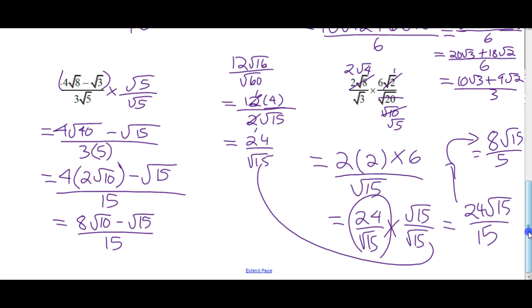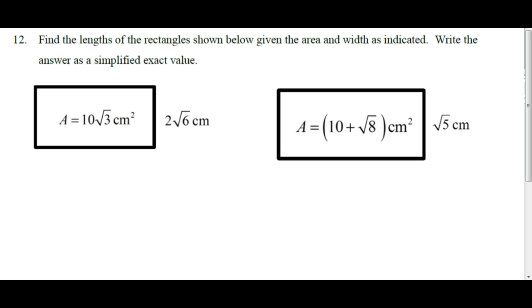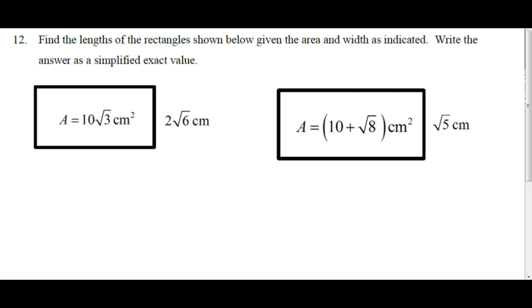Okay. Ready for the next page, or still copying it? Find the length. Is there more after this? No, thank God. That's right.